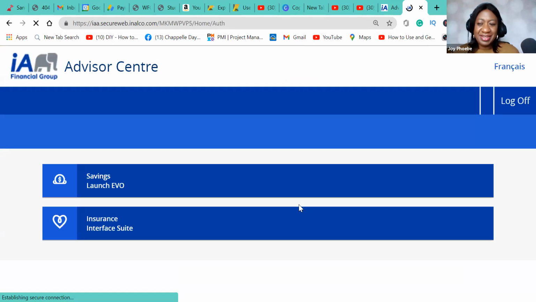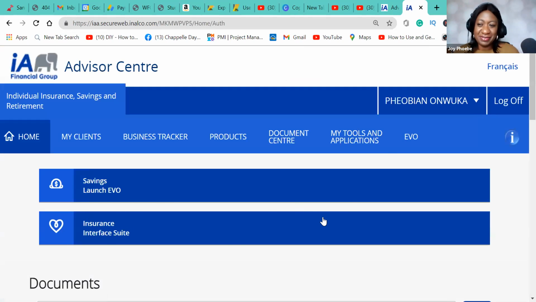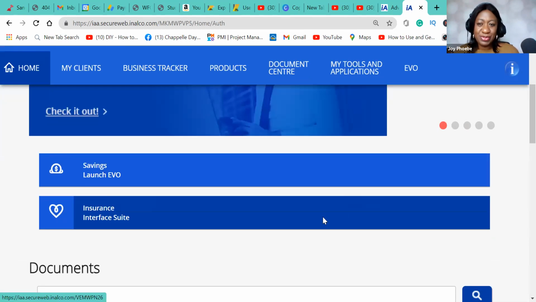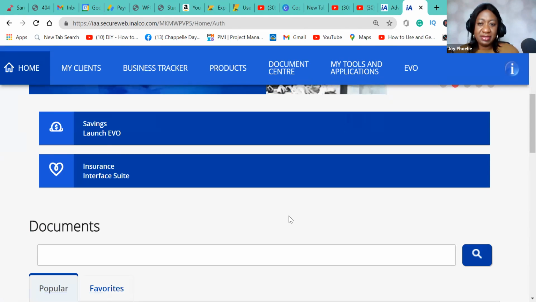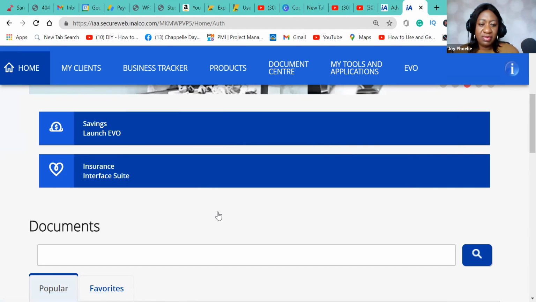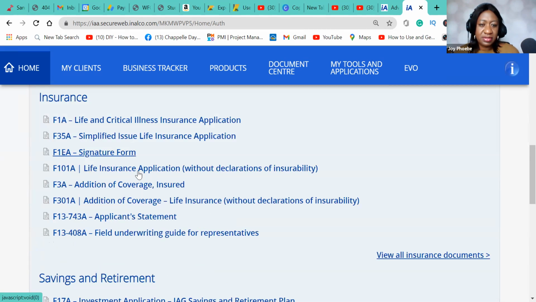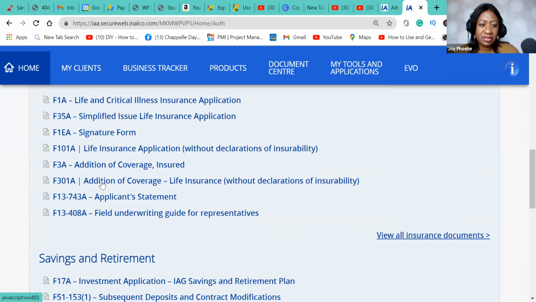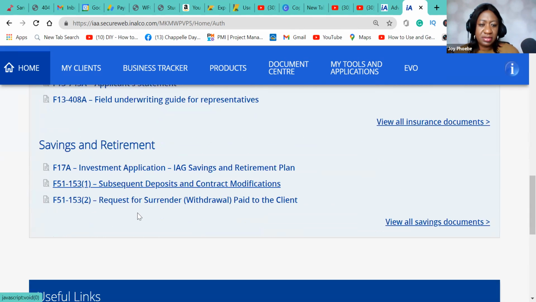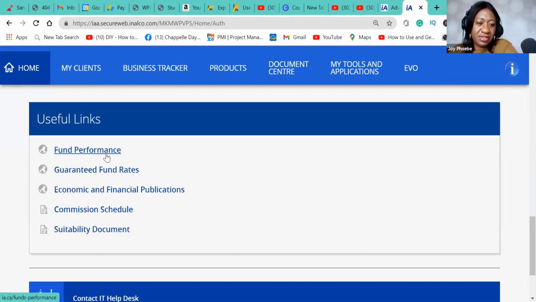You know, it's crazy. There are so many platforms you guys will have access to once you're licensed, and that gives you unlimited life insurance applications, investment applications. Okay, I'm not applying for investment. Okay, funds performance, guarantee funds rates.